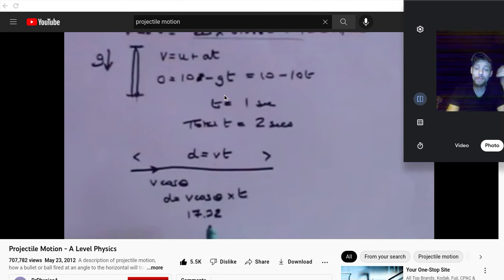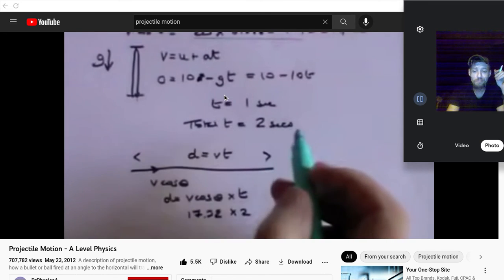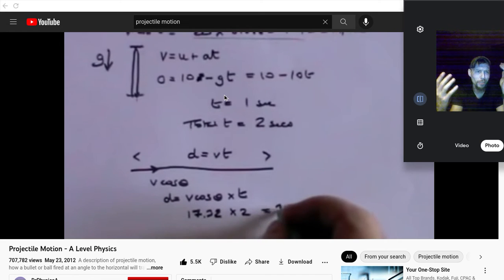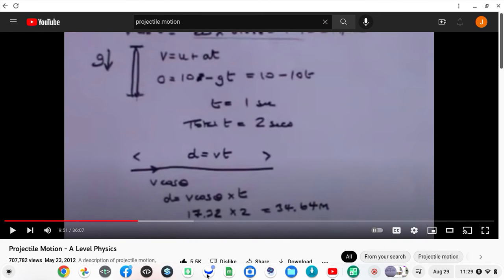Horizontal velocity is 17.32, and the time is 2 seconds. And that comes to 34.64 meters. That is nonsense. Let me show you.